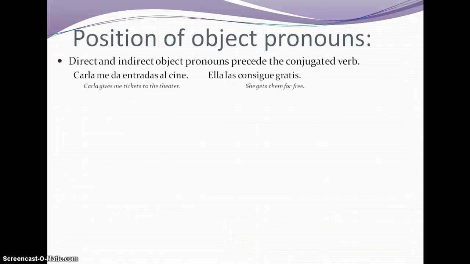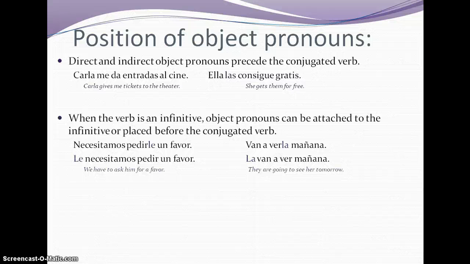When we look at the placement of object pronouns, notice that both indirect and direct object pronouns will precede or come in front of the conjugated verb. Here's our example with an indirect object pronoun. Carla me da entradas al cine. And our direct object pronoun, ella las consigue gratis.